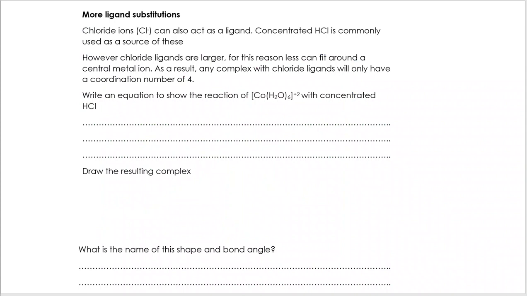And finally, we're going to look at further ligand substitution reactions, because we can also look at chloride ligands, chloride ions acting as a ligand, and that's commonly done with HCl. This is a specific example that you will need to learn and remember. Have a read of it, have a think about the equation that will follow, see what you can do.